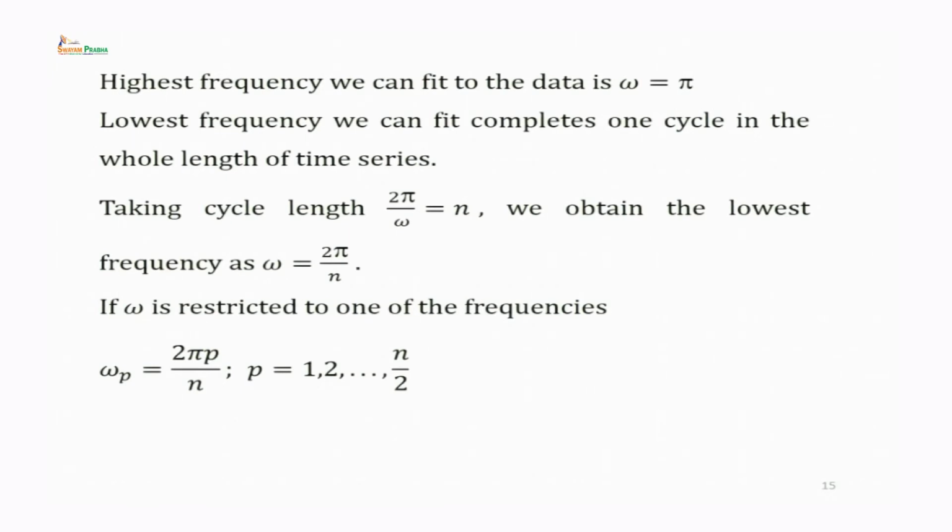Then the highest frequency we can fit to the data is omega equal to pi, and the lowest frequency we can fit completes one cycle in the whole length of the time series. Now, the whole length of the time series is n, and corresponding to the frequency omega, the cycle length is 2 pi by omega. So, we equate 2 pi by omega equal to n. We obtain the lowest frequency omega equal to 2 pi by n.